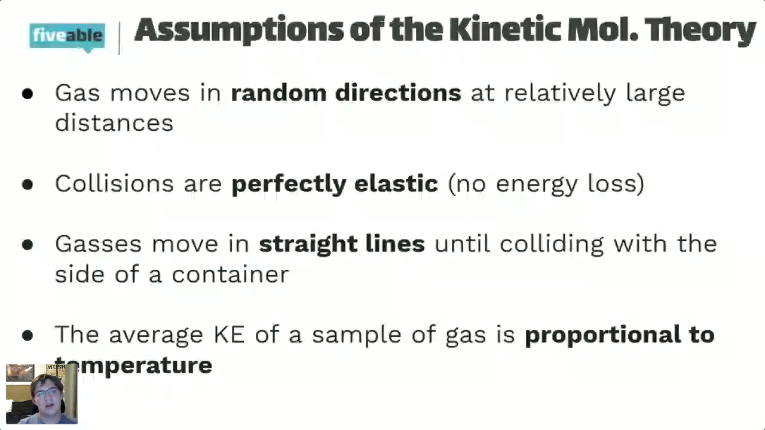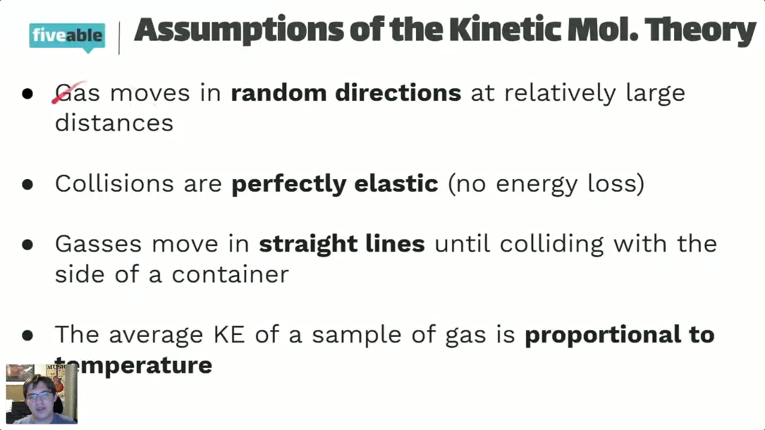So the 4 assumptions, and I kind of bolded the important parts, are that gas moves in random directions, that collisions have no energy loss, that they move in straight lines until colliding with the container, and that the average kinetic energy of a sample of gas is proportional to temperature. So let's break those 4 down for just a quick second, right? I kind of threw a bunch of information at you at once. So let's break these down.